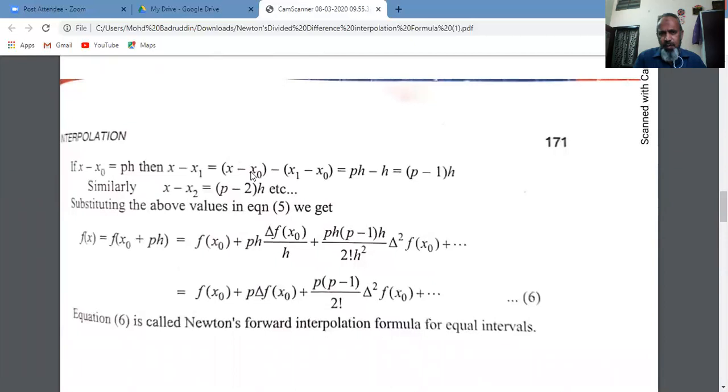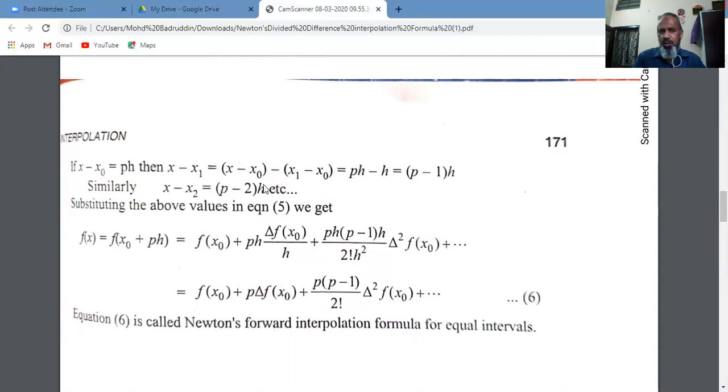So what is x minus x naught? It is ph. Ph minus (x1 minus x naught). x1 minus x naught is h, because this is the difference between two successive x values. If the difference is equal, the length of the interval is h, then x1 minus x naught is nothing but h. So h common, (p minus 1) into h. Similarly, x minus x2 can be written as (p minus 2) into h.